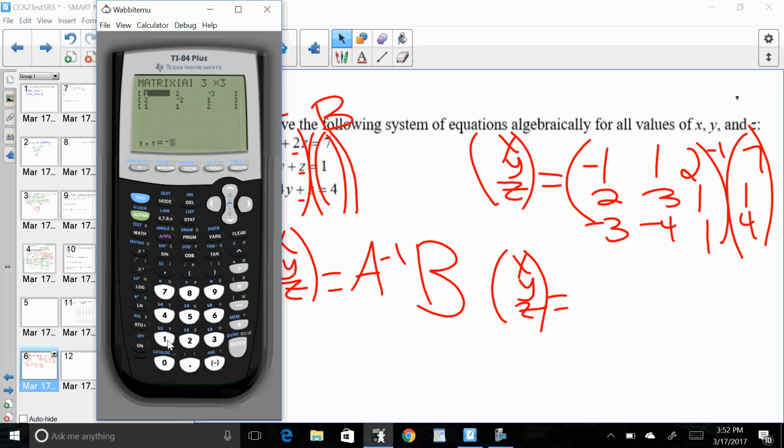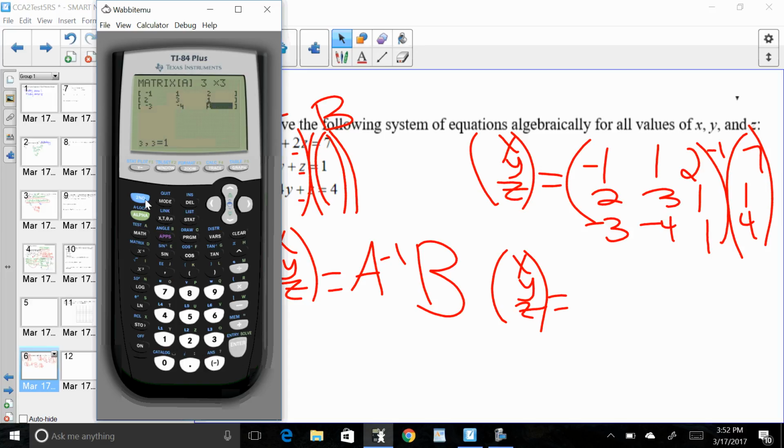I'm going to type in the values, negative 1, 1, 2, 2, 3, 1. Then I got negative 3, negative 4, 1.